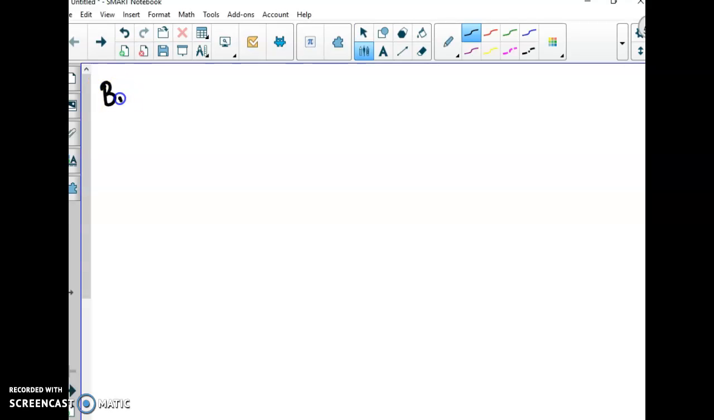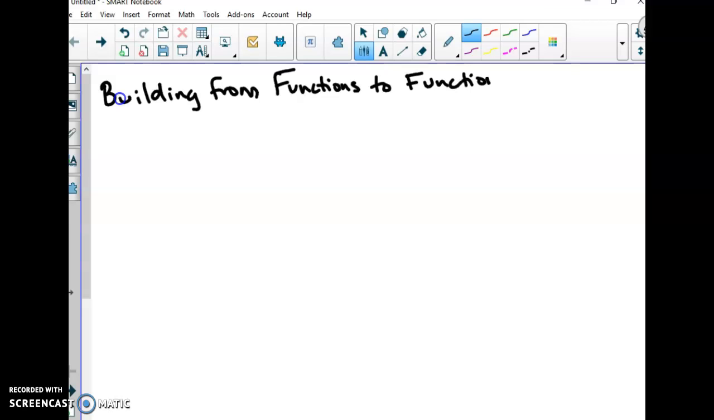Building functions from functions is pretty much similar to compositions. But there are other ways to build larger functions.